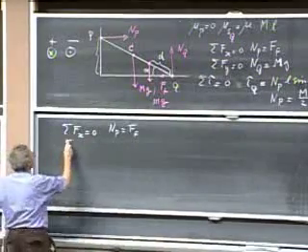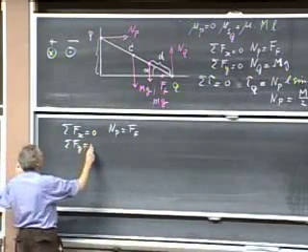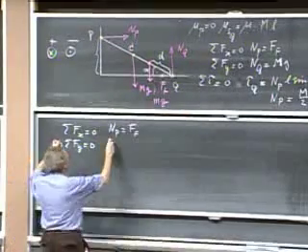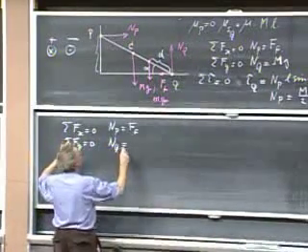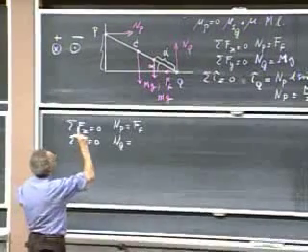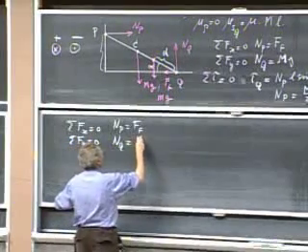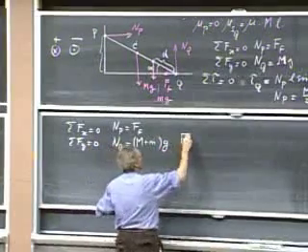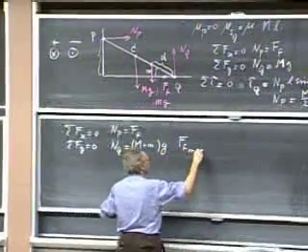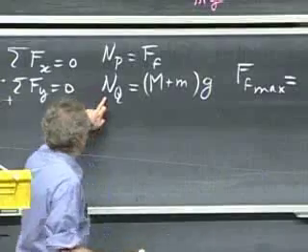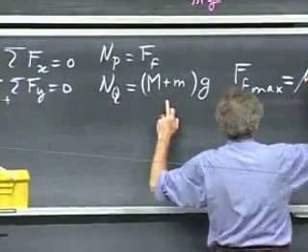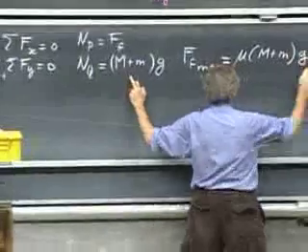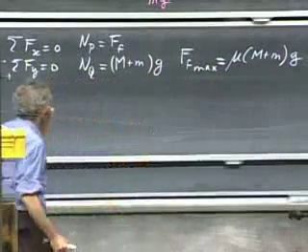Now the sum of all forces in the y direction has to be 0. Now there is a change. So now we have that N of Q must become larger, must be equal to capital M plus little m times G. So the maximum friction, which is mu times NQ, now becomes mu times (M plus m) times G. So the maximum friction goes up.